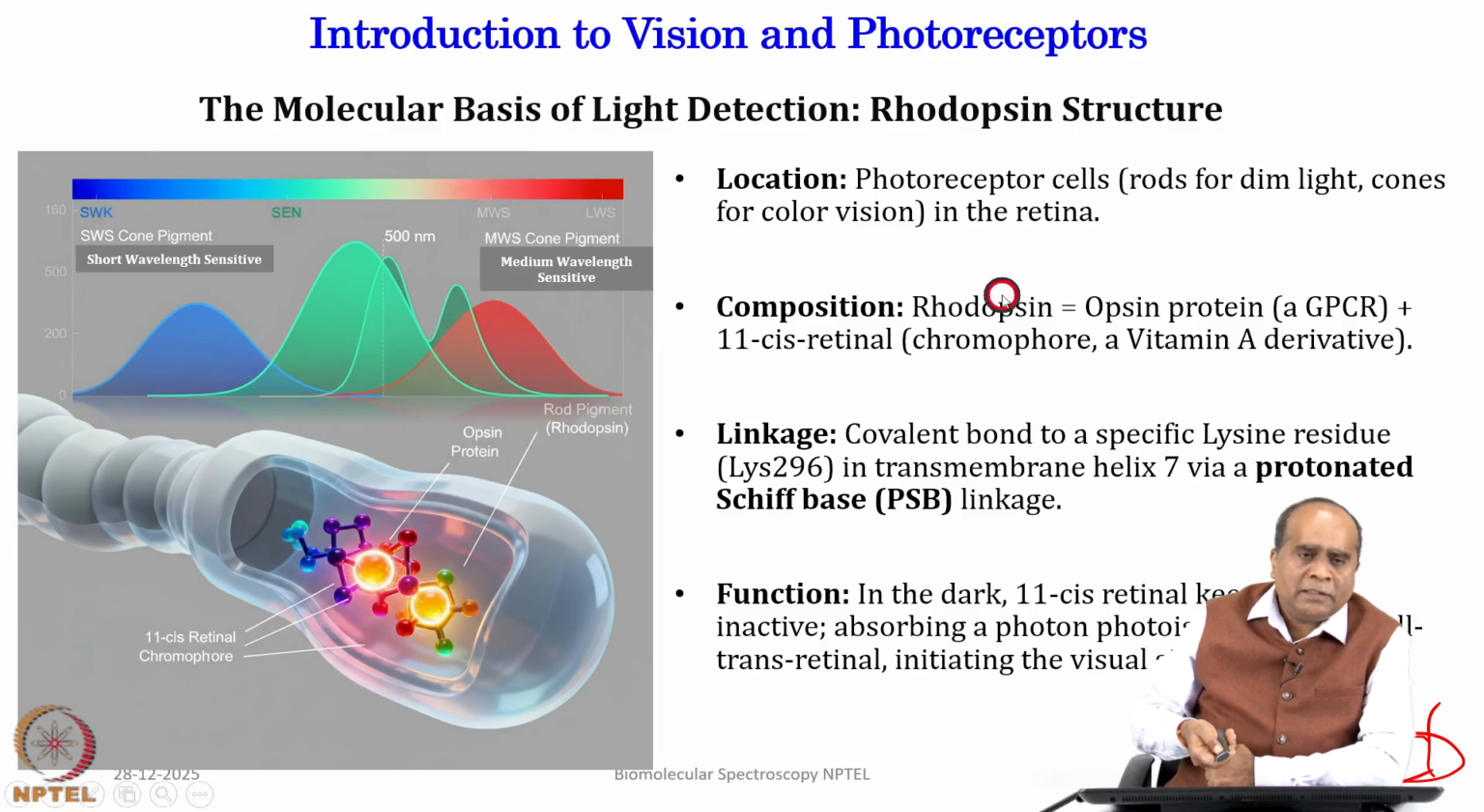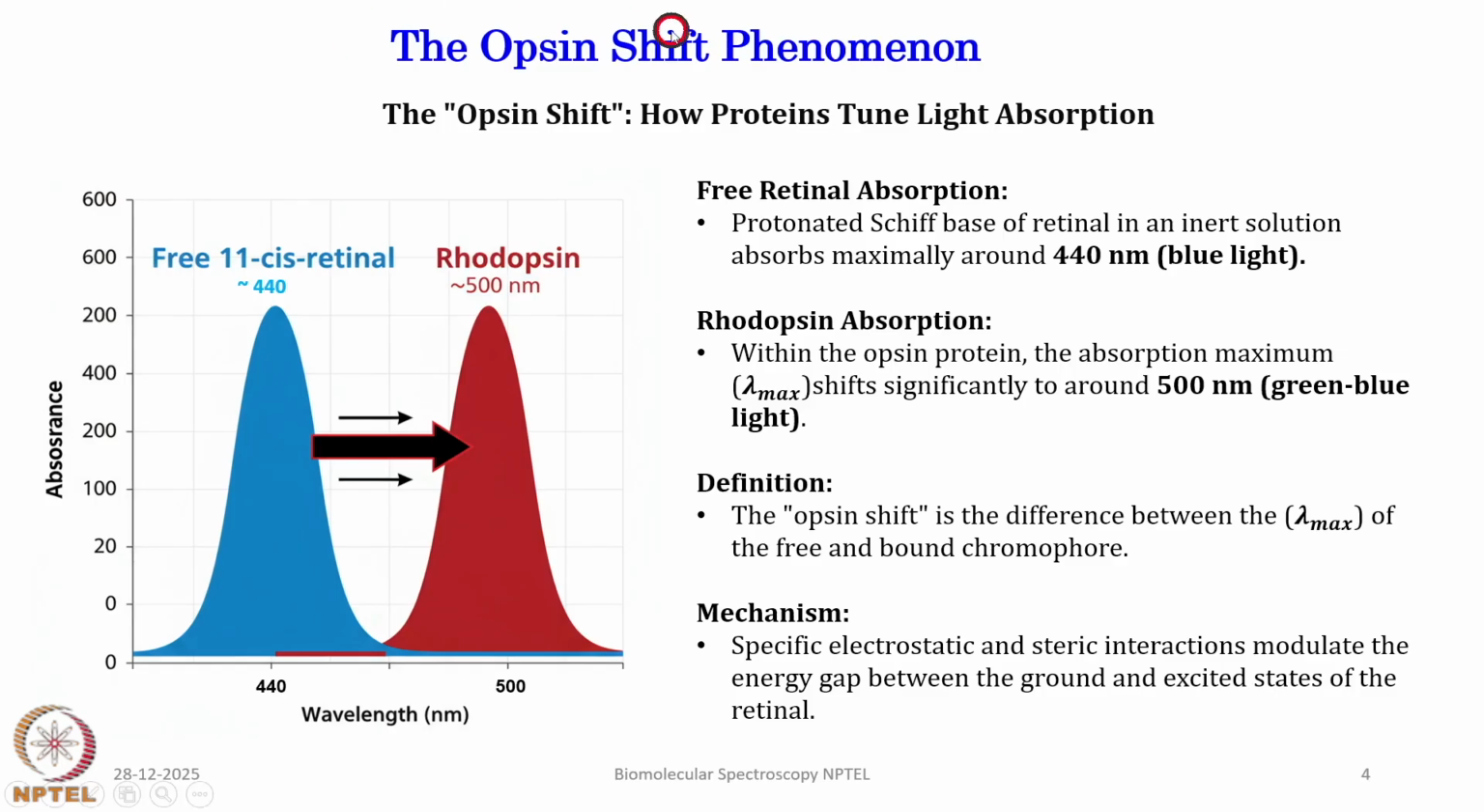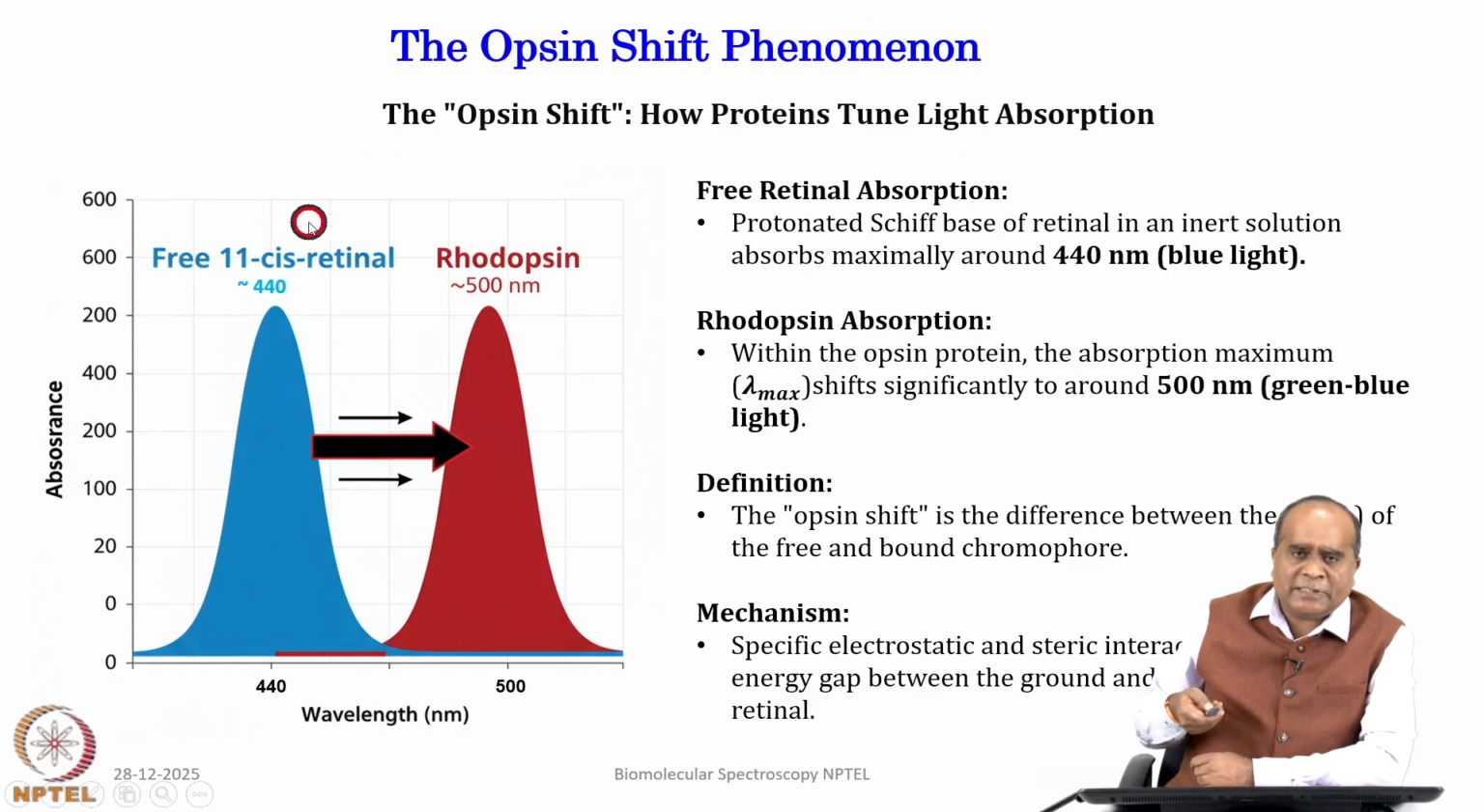So, if you look here, this is our 11-cis retinal chromophore, that is an opsin protein, and that is a pigment, rhodopsin, right. So, that is the protein that we are going to use. This is called opsin shift. So, the protein tunes the light absorption, right. So, what kind of light we are going to do.